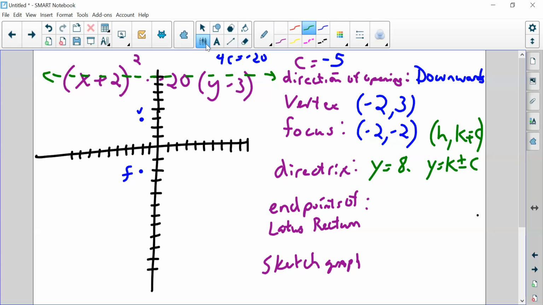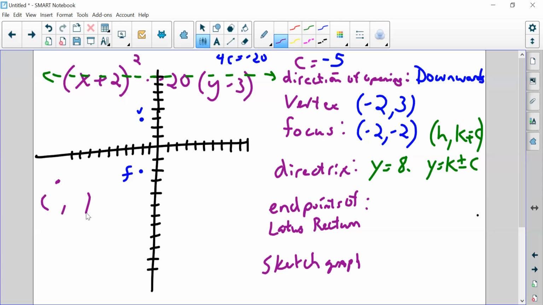All right, so now, this will be purple. We're going to find the endpoints of our latus rectum. Focusing on my focus, and remembering my direction of opening is downwards, I need to go horizontal. My latus rectum is always parallel to my directrix. What distance do I go in each direction from that focus? 2C. In this case, 2 times 5, which is 10. So I need to take this focus and subtract 10: 1, 2, 3, 4, 5, 6, 7, 8, 9, 10.